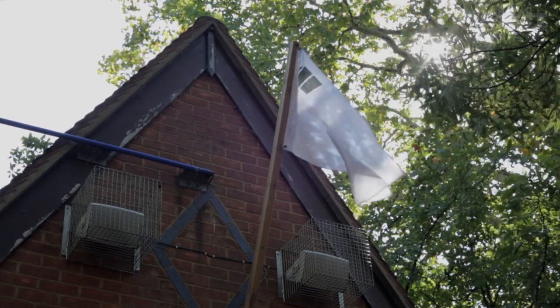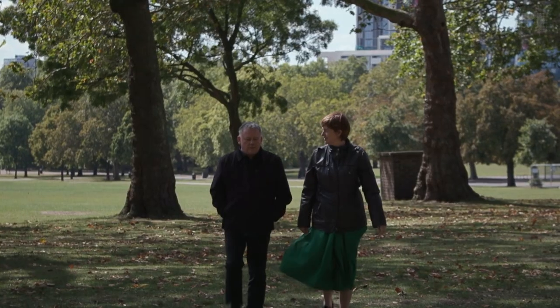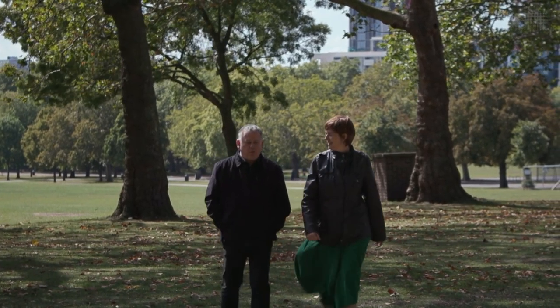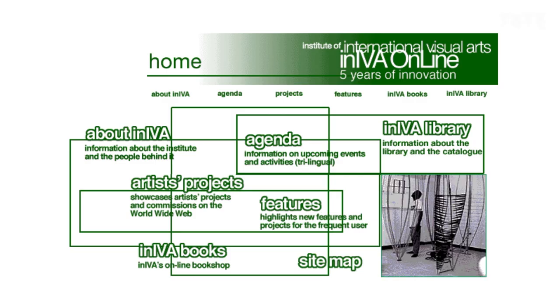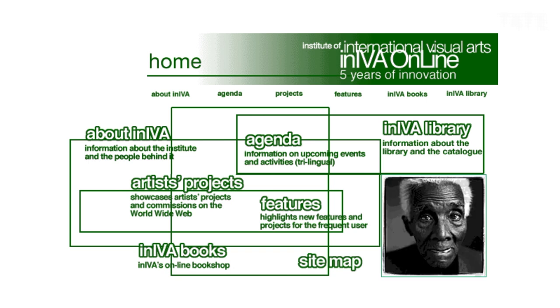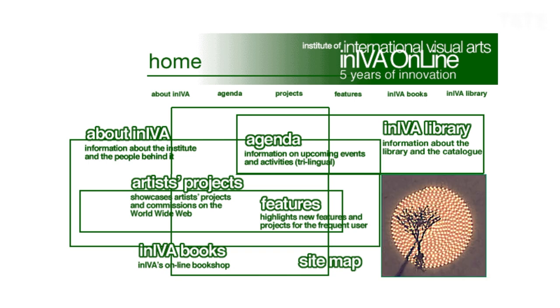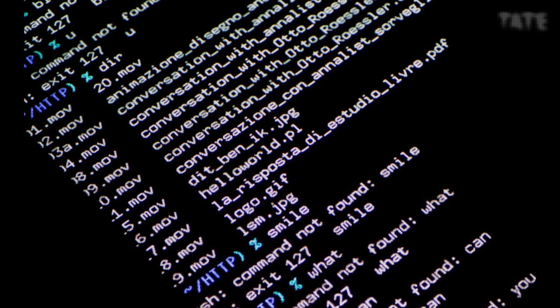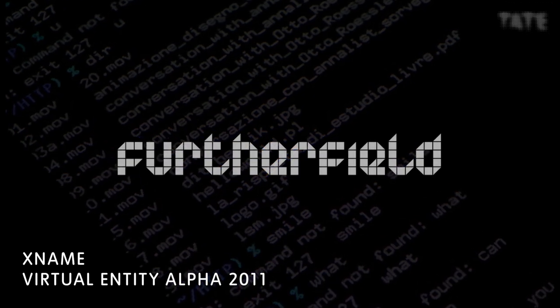Some of the early networks that supported net art were founded by artists. Mark Garrett and Ruth Catlow founded Further Field in 1996, which was an early community-oriented space. Other organizations such as Artec and INIVA, the International Institute for Visual Arts, with Gary Stewart, also commissioned net-based art. Further Field grew up with net art.